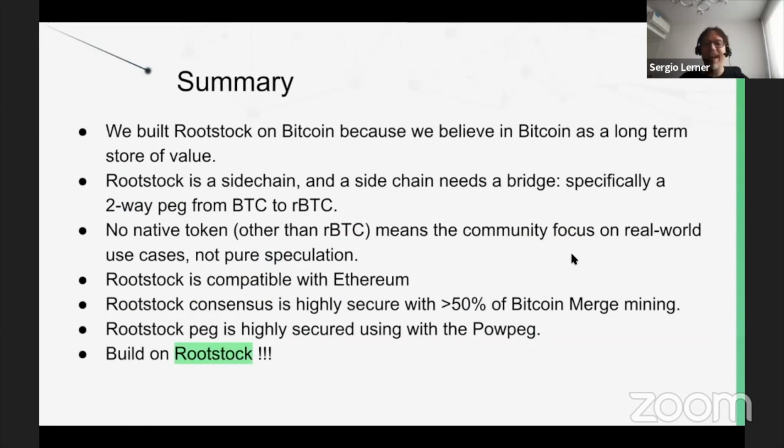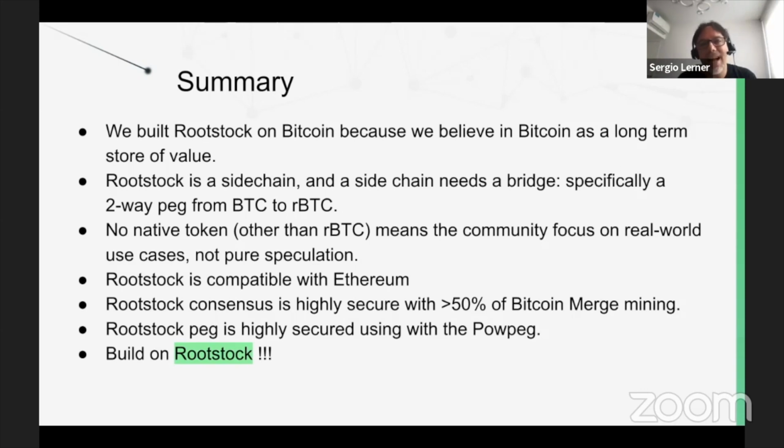So I'm reaching the end of the presentation. We built Rootstock on Bitcoin because we believe Bitcoin is a long-term store of value. And we built Rootstock to create a new, more open, decentralized financial system that can serve everyone on this planet. As I mentioned, Rootstock is a sidechain. A sidechain needs a bridge, and this bridge allows you to send Bitcoins from and to the Bitcoin network. We don't have a native token. You are stuck for good or for worse, I think for good, with Bitcoin.